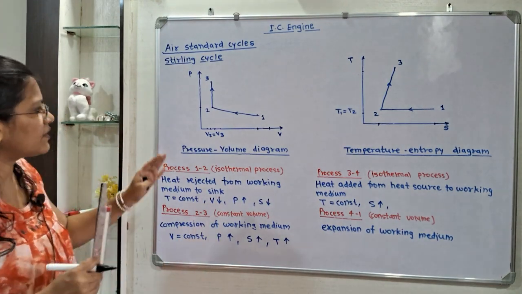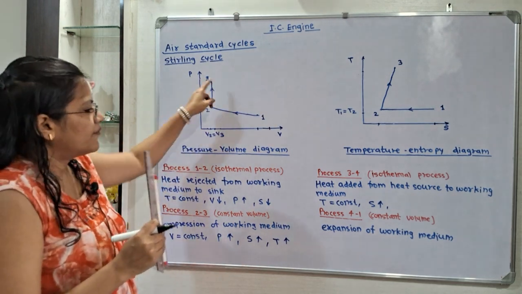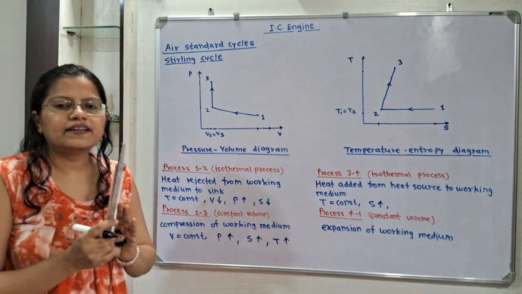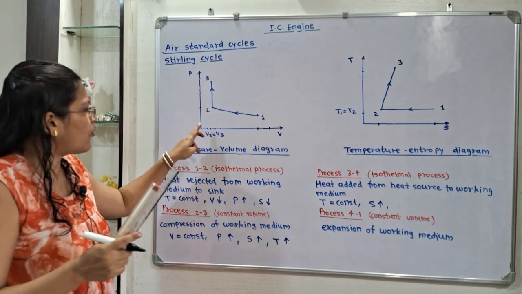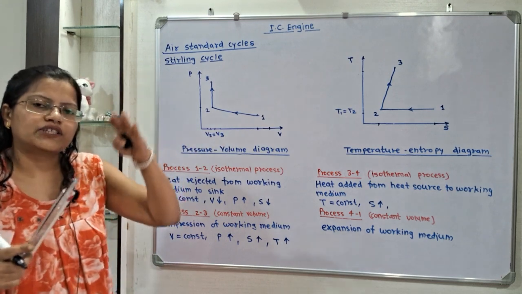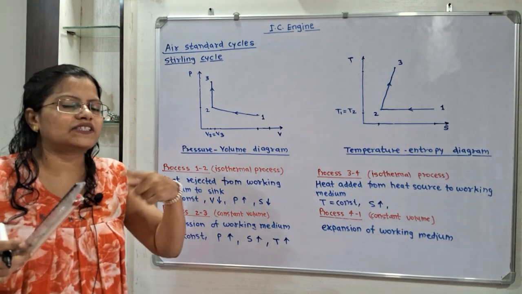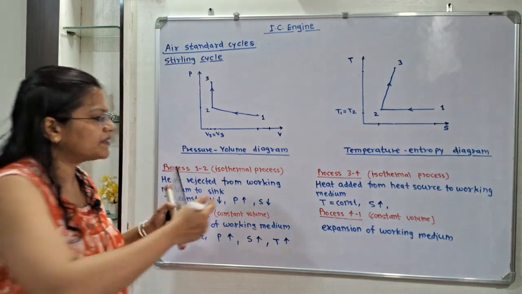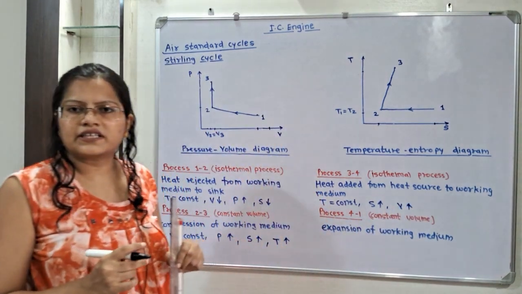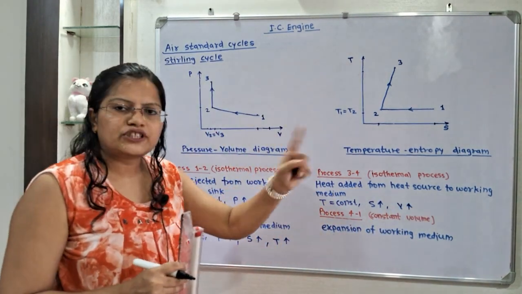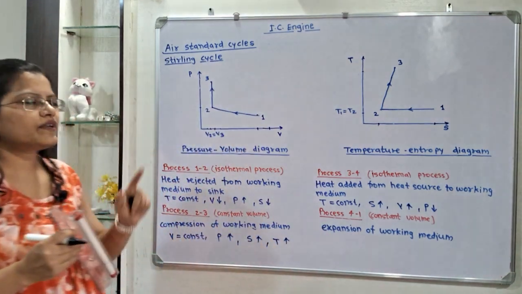Then what is the effect on volume as well as pressure? So here when the heat is added, then it is getting expanded. That means volume is getting increased and pressure is getting decreased. So the working medium is getting expanded because it is the air or gas. So when expansion is taking place, volume is increased and pressure we have to show in the opposite direction, that is pressure is getting decreased. So we will show here.